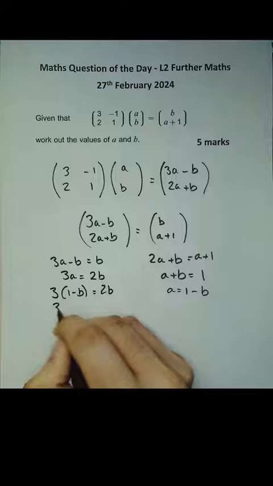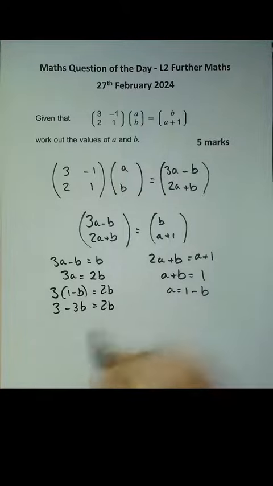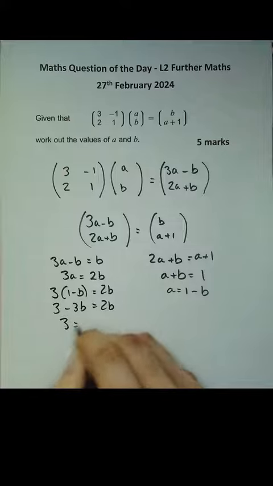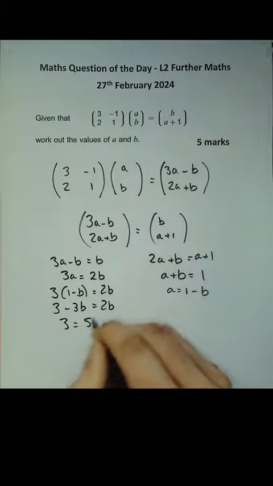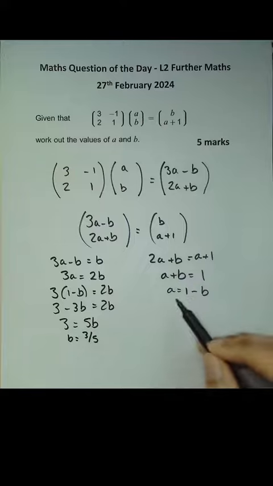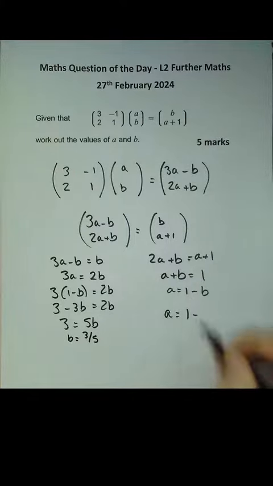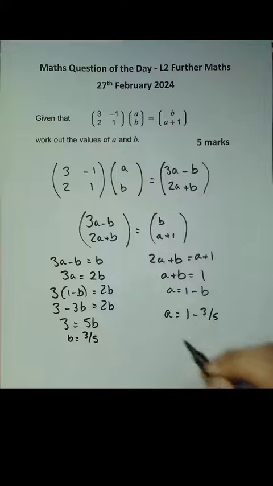So let me expand. I get 3 minus 3B is equal to 2B. Let me add 3B to both sides. So 3 is equal to 2B plus 3B is 5B. And if I divide both sides by 5, I get that B is equal to 3/5. So we found B. Now we just need to find A. But remember, A is 1 minus B. So A is 1 minus 3/5, and that is 2/5. I think for a GCSE question, that is genuinely satisfying for 5 marks.